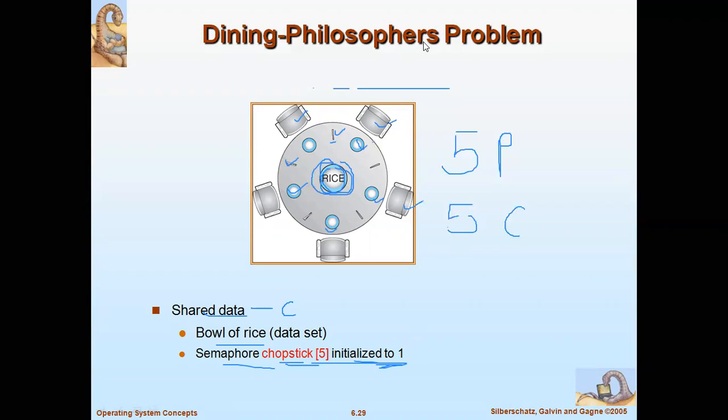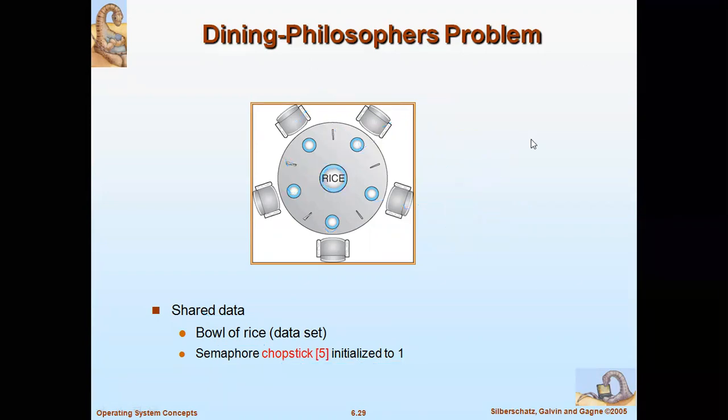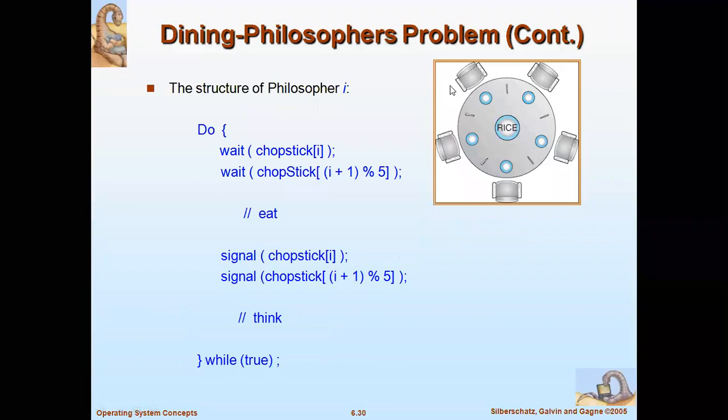Let us see how this dining philosopher problem actually works. We will start naming the chopsticks and the processes. So this is the 1st philosopher, this is the 2nd, this is the 3rd, this is the 4th, and this is the 5th philosopher. And this is the 1st chopstick, this is the 2nd chopstick, this is the 3rd chopstick, this is the 4th chopstick, and this is the 5th chopstick.